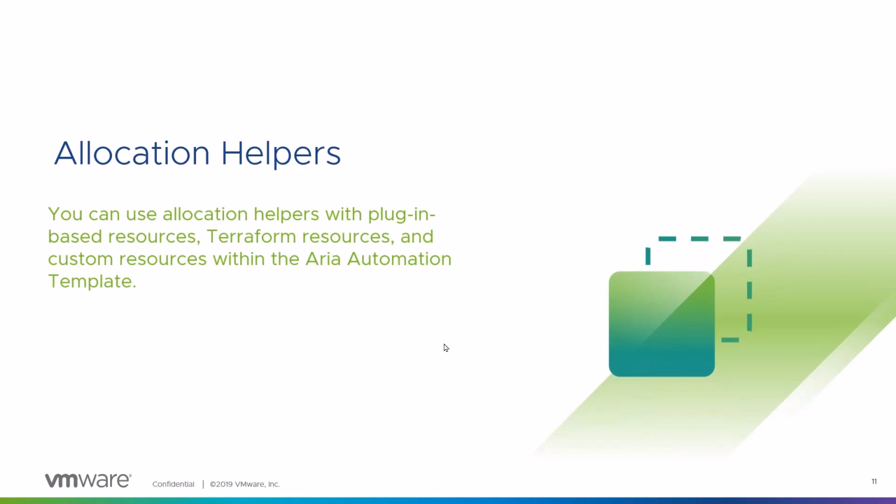Now let's talk about a separate topic here. As part of the plugin-based architecture are the allocation helpers. Allocation helpers can be used with plugin-based resources and can also be used by Terraform resources. I mean, VMware Cloud Template supports Terraform resources today, as well as custom resources that are backed by extensibility, such as ABX or Aria Orchestrator.